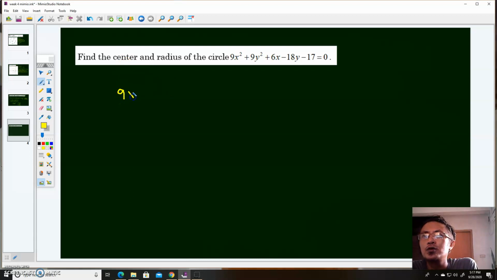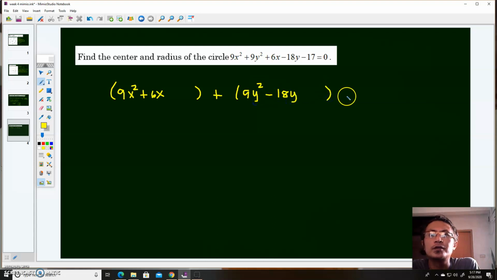Let's group the terms with x, group the terms with y, then constant to the right. So this is the only constant, move it to the right, it's a positive 17. Now, obviously the next step is we will complete the square, but it will be hard because we have coefficients for our x squared and y squared.